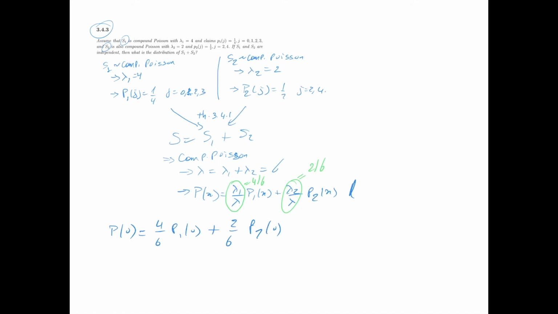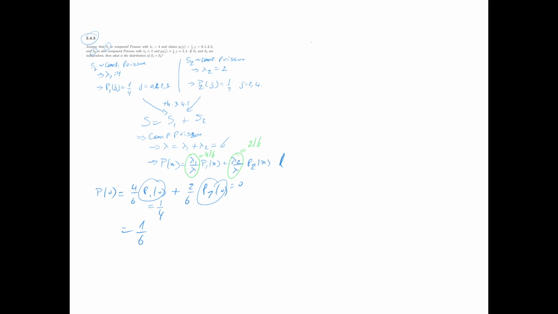The P2 distribution only takes values in 2 and 4, so this is equal to 0. P1 in 0 is equal to 1 over 4, so here you find 1 over 6. If you do the same for P1, we find 4 over 6 times P1 in 1 plus 2 over 6 P2 in 1. Again, this one is 0. P1 in 1 is equal to 1 over 4. So here you find 1 over 6.